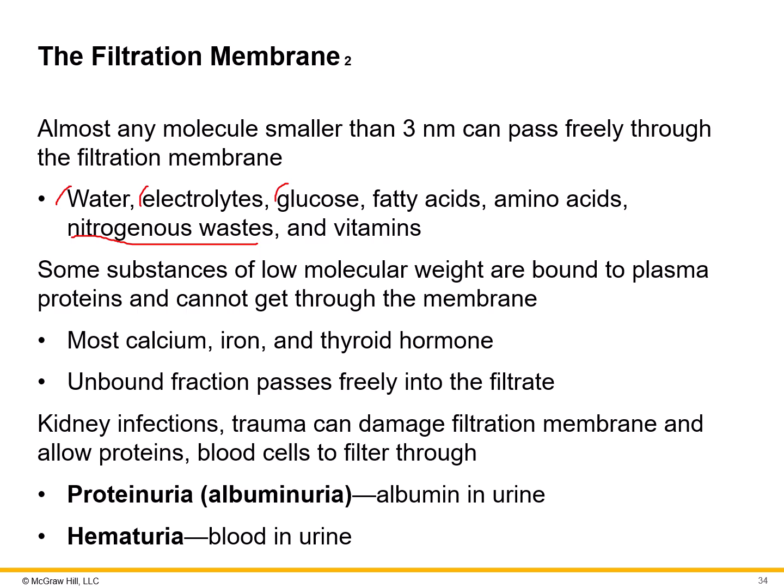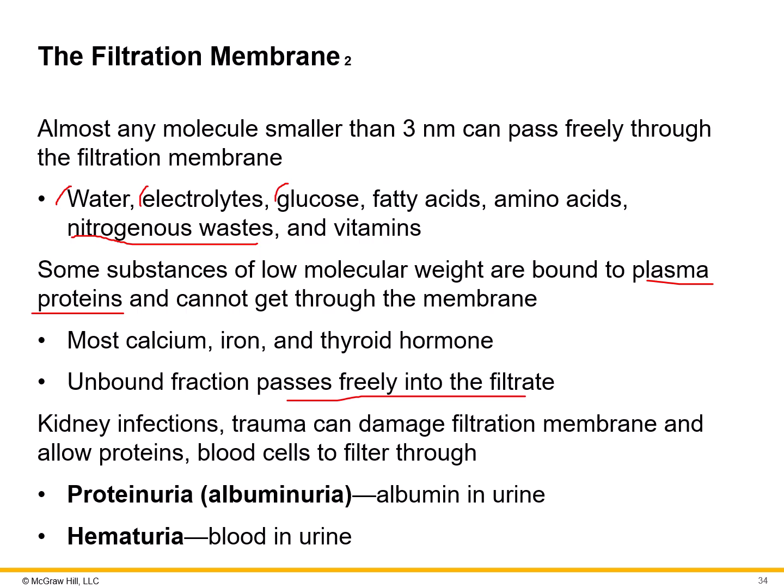Now, even if you are a substance that is below 3 nanometers, if you are bound to a plasma protein, certain large proteins, you might not make it through the membrane. So a lot of your calcium, iron, and thyroid hormone will be kept in your blood because they're bound to specific plasma proteins that are too big. However, if you have unbound calcium, iron, or thyroid hormone, they can pass freely into the filtrate.